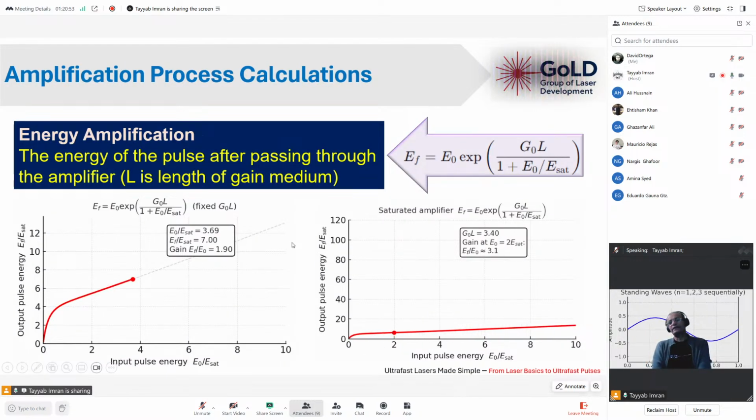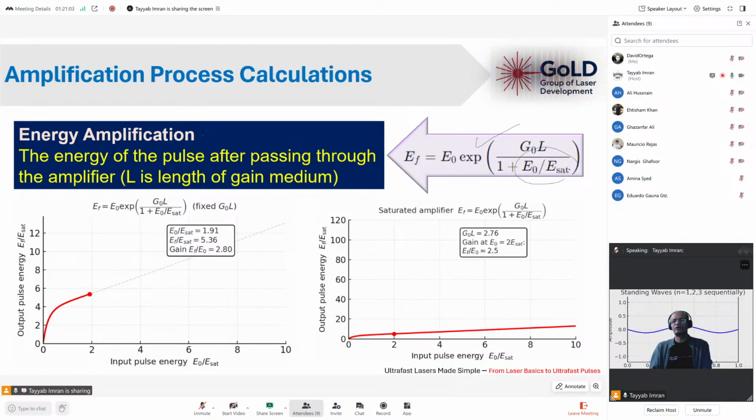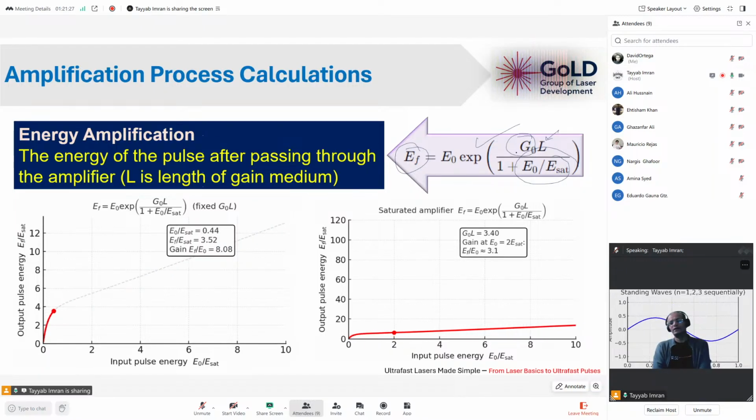Now, the amplifier energy. This is the equation you can see on the right side here. This is your input energy, this is your output energy, and this is your small signal gain, the low energy gain, and L is introduced here. This L is the length of the gain medium.